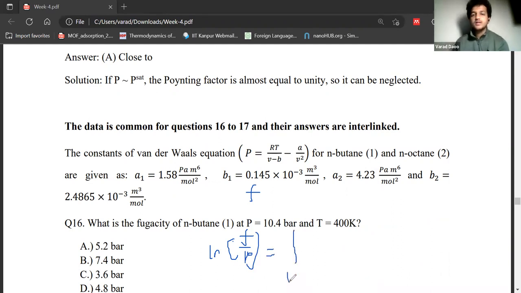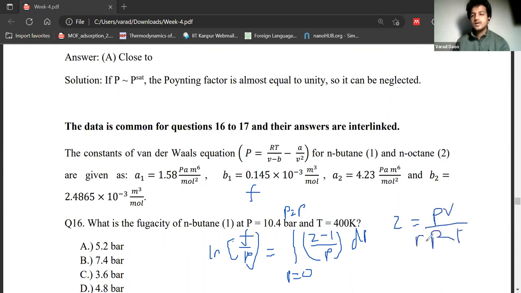It is nothing but the integral from p equal to 0 to p equal to p of z minus 1 by p dp, right? Where z is nothing but pv by RT, or pv by nRT, depending on how you write v. Okay. So first, you rearrange this expression in this form, then you put this in here, and then you do the integration. Once you do the integration, you'll have the expression for ln of f by p. Then you can just take the exponential and rearrange. You'll get f. That is the expression for the fugacity, right?